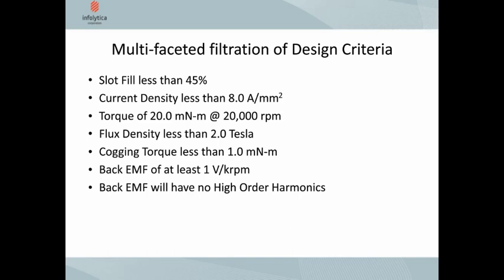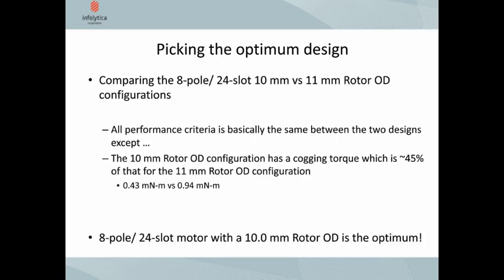So we're faced with the task of comparing the final 2 candidates and coming up with a winner. And the reality is, if we look at the criteria for all of the performance, we see that they're basically the same, except for when we look at the cogging torque. The cogging torque for the 10 millimeter rotor ID is less than half of that for the 11 millimeter. In fact, it's about 45%. You can see the peak values. For the 10 millimeter, it was 0.43 millinewton meters. And for the 11 millimeter, it was 0.94 millinewton meters. So our clear winner is the 8-pole 24-slot motor with a 10 millimeter rotor OD.